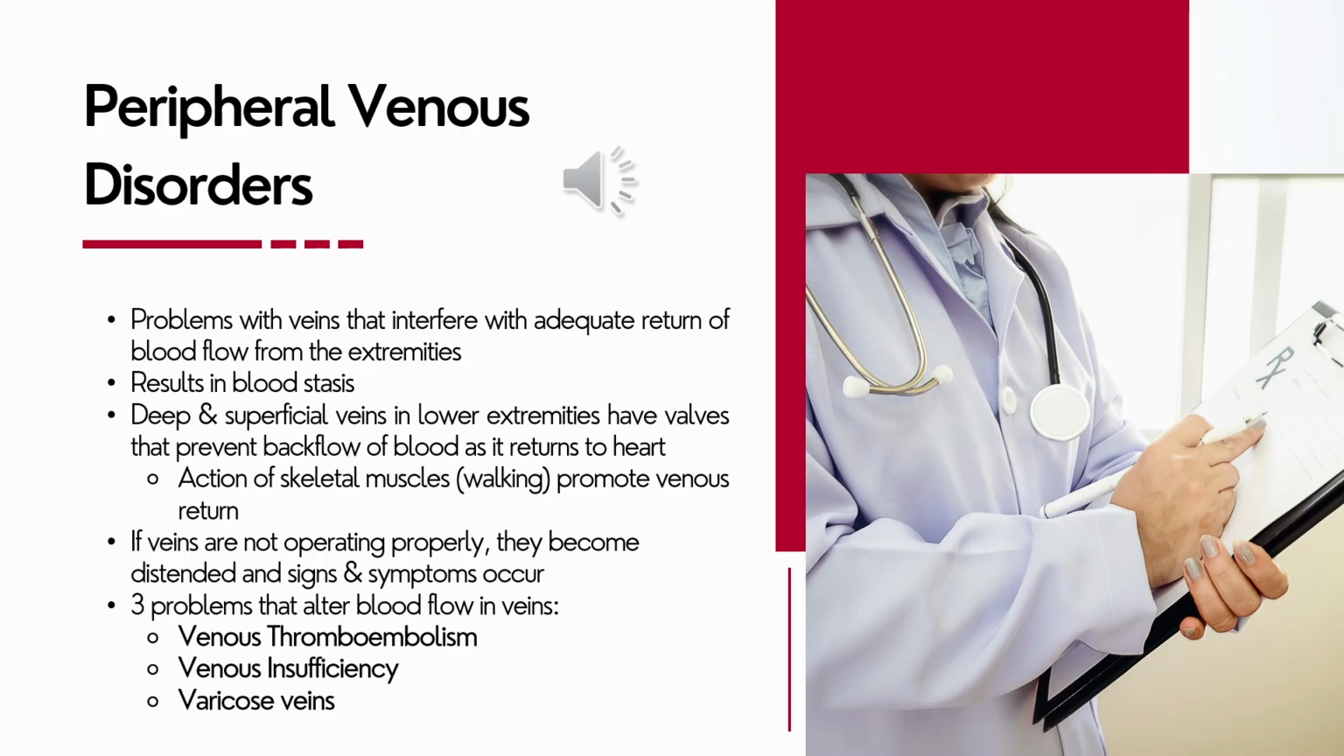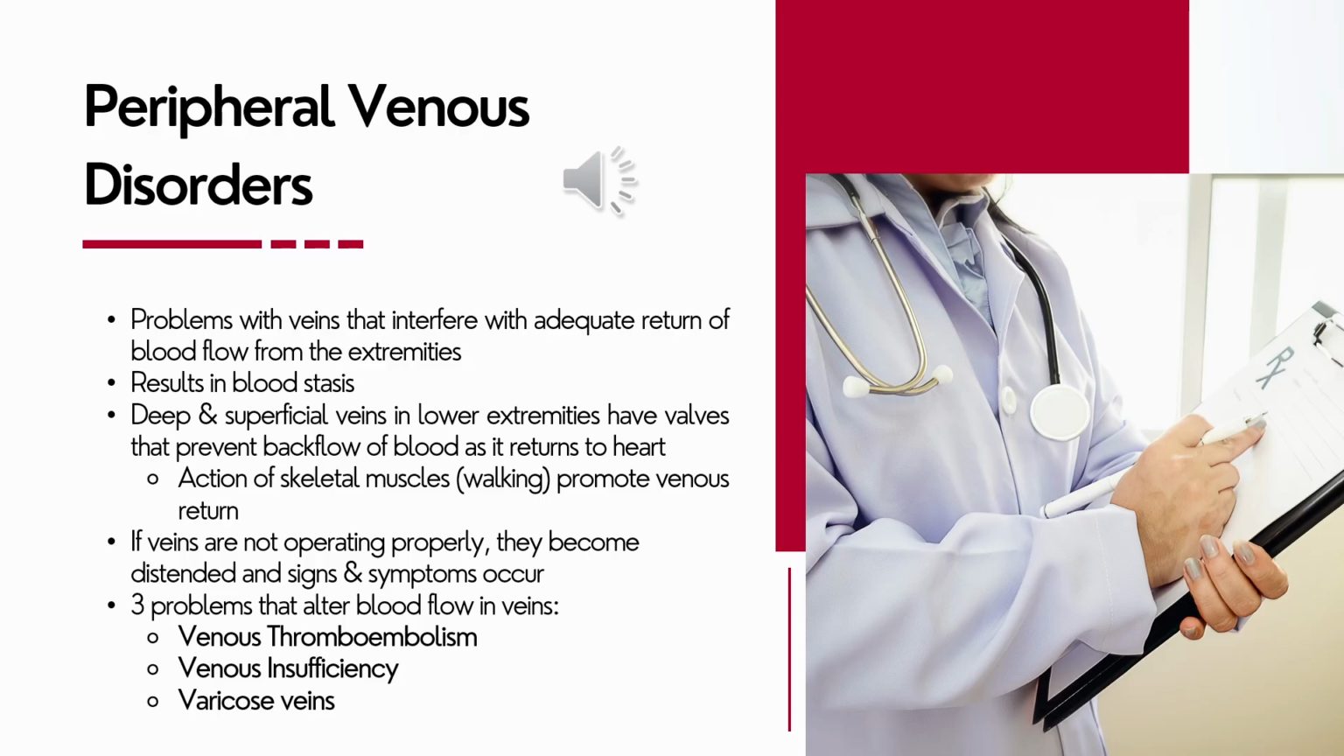So that wraps up our peripheral arterial disease, and now we're going to start looking at peripheral venous disorders, which occur when problems with the veins begin to interfere with the adequate return of blood from the extremities to the heart. So this results in things like blood stasis or pooling, which can lead to a range of complications.